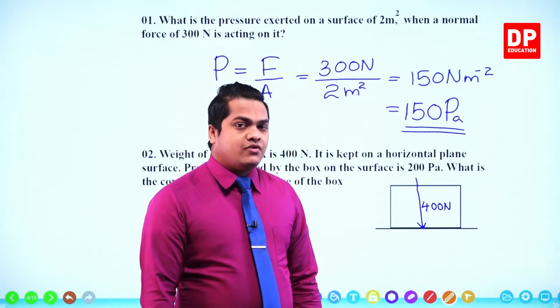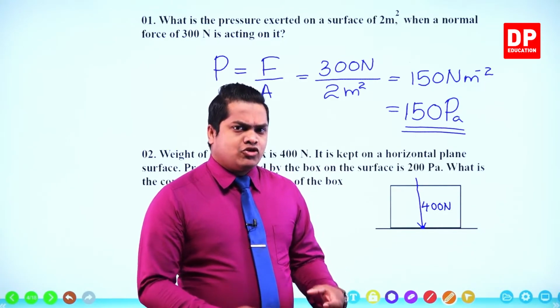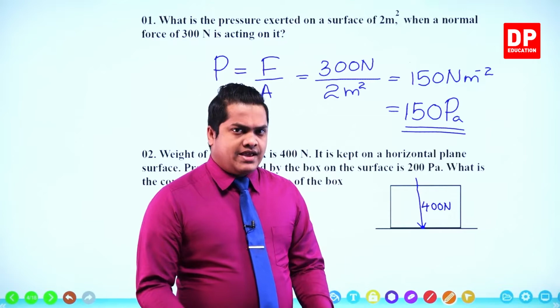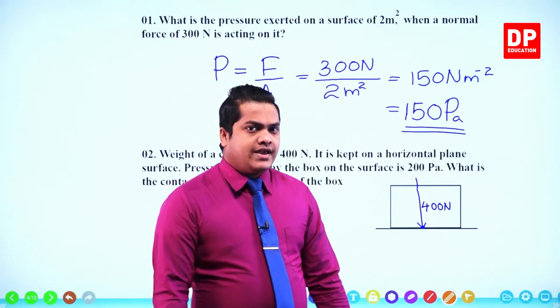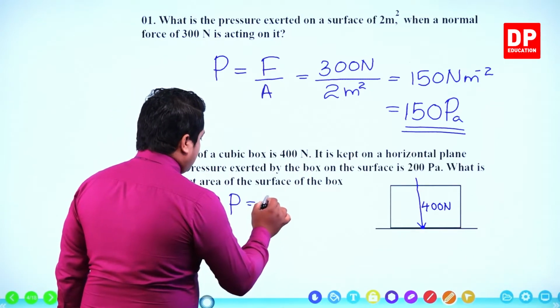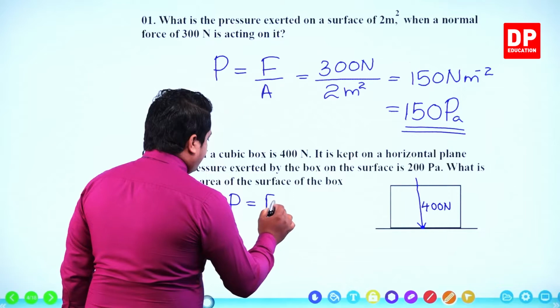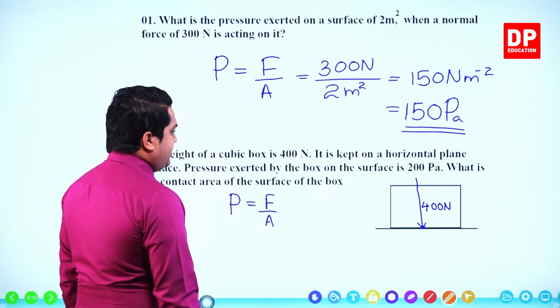We'll go for the basic formula. The basic formula is pretty much simple. What is that? Pressure is equal to force upon area, right? Pressure is equal to force upon area. So we'll write down the formula first. P is equal to F over A. Now we'll substitute the values.